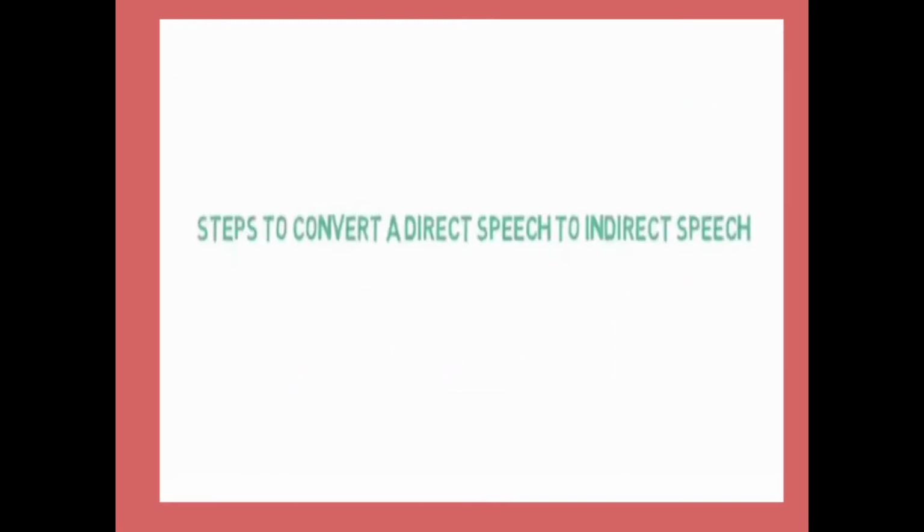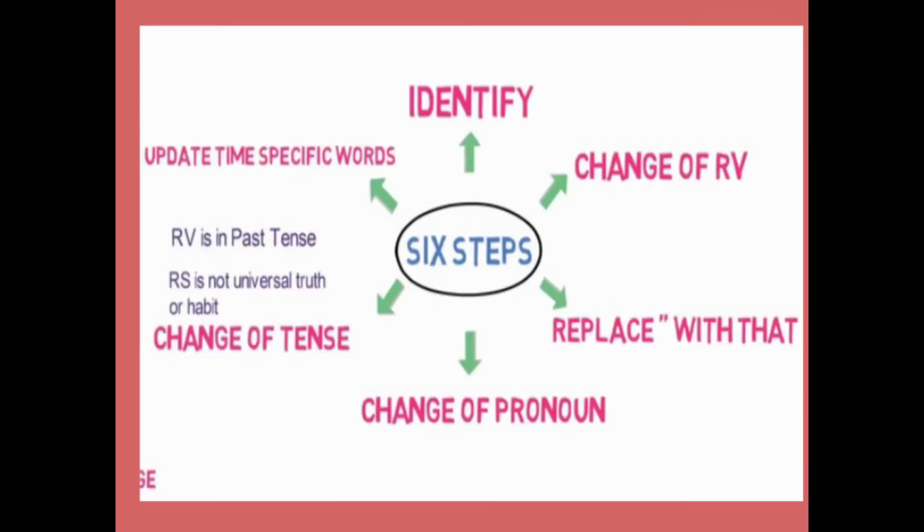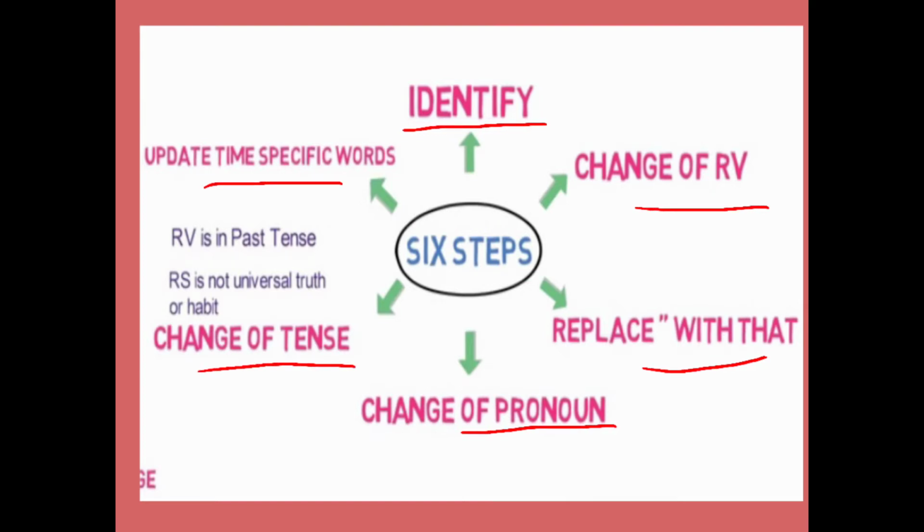Let's discuss the steps to convert direct speech into indirect. There are 6 steps. First is to identify the things. What do you have to identify? What is the reporting verb? We have to write that, which pronouns are given, which tense is given, and how to change some specific words of date and time.